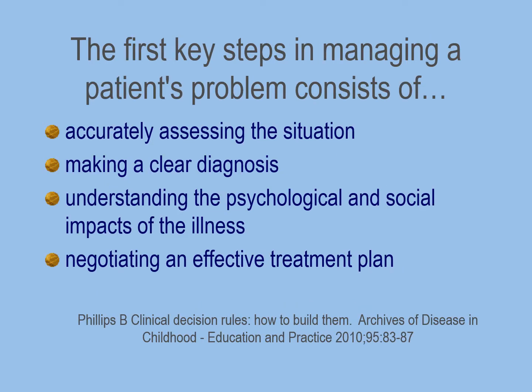And let's begin by discussing what some of the key steps are in managing a patient's primary concern. First and foremost, we have to accurately assess the clinical situation that we're dealing with. And that entails making an accurate and clear diagnosis. It also entails understanding the psychological and social impacts of the illness on the particular patient, and then finally negotiating an effective treatment plan given all of what we just discussed above. And so we're going to discuss how these steps can be utilized and how sometimes they may be overlooked in the appropriate management of a patient.